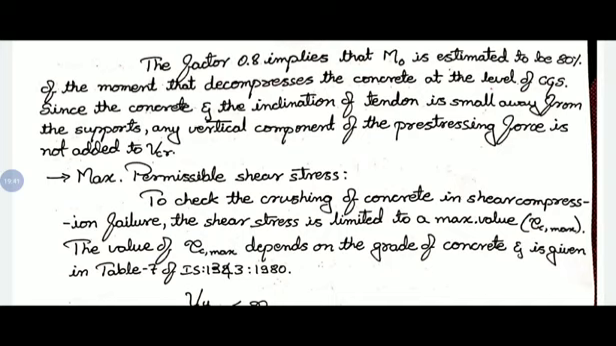So the factor 0.8 implies that we are considering only 80% of the moment at the level of pre-stressing steel, and inclination of tendon means there will be components, a horizontal component and a vertical component of the pre-stressing force, and we are neglecting the vertical component of the pre-stressing force, since the inclination is very small, that is, theta will be small. The major component will be horizontal and only a minor component will be vertical. So the vertical pre-stressing force will not be added.